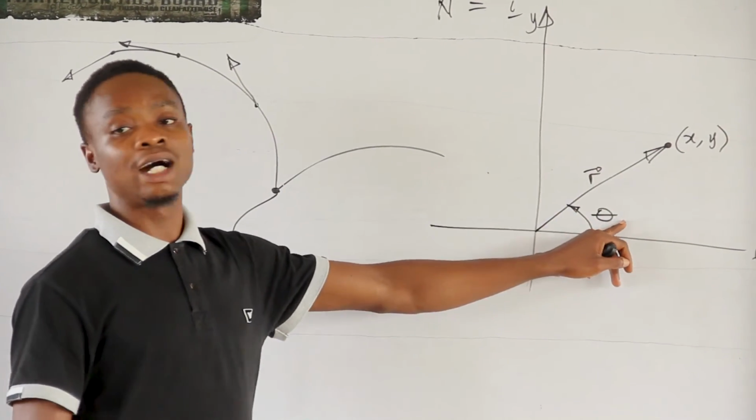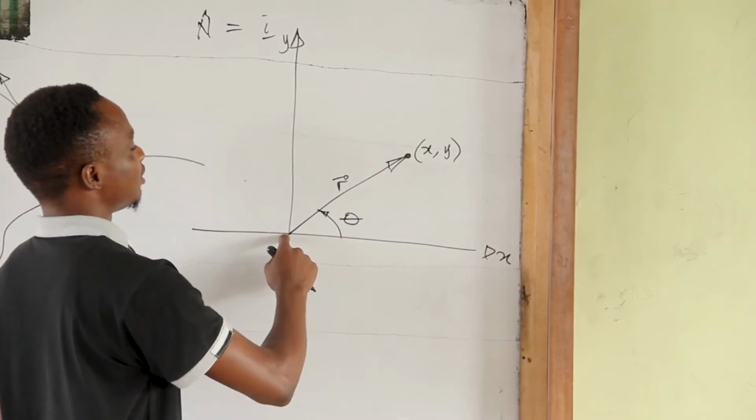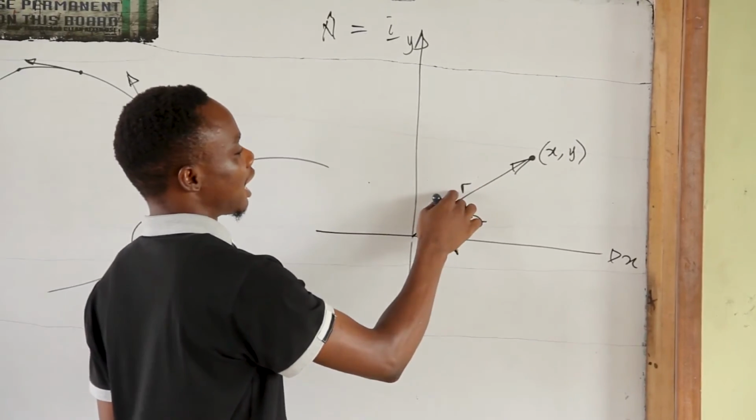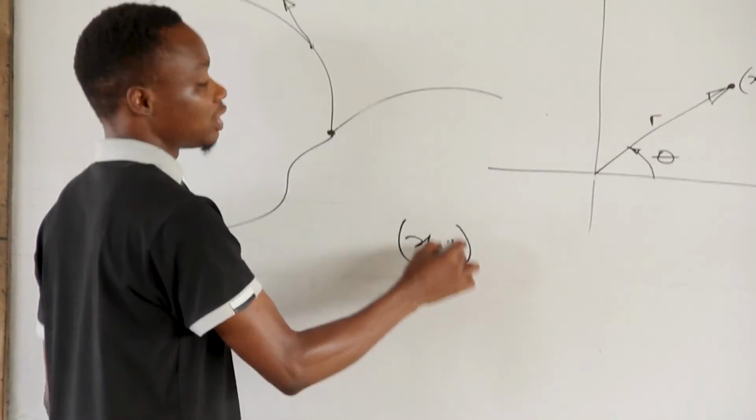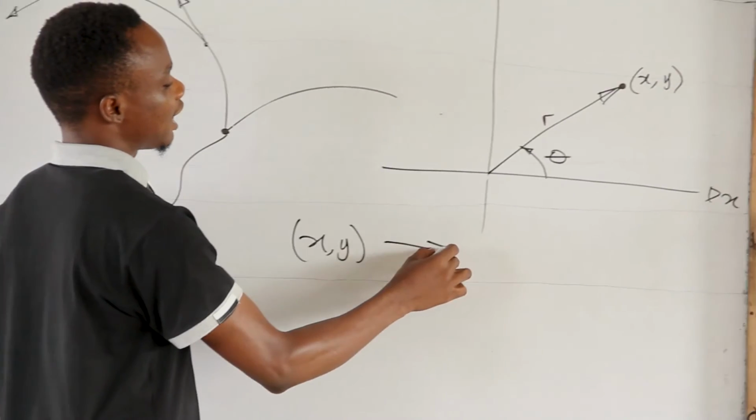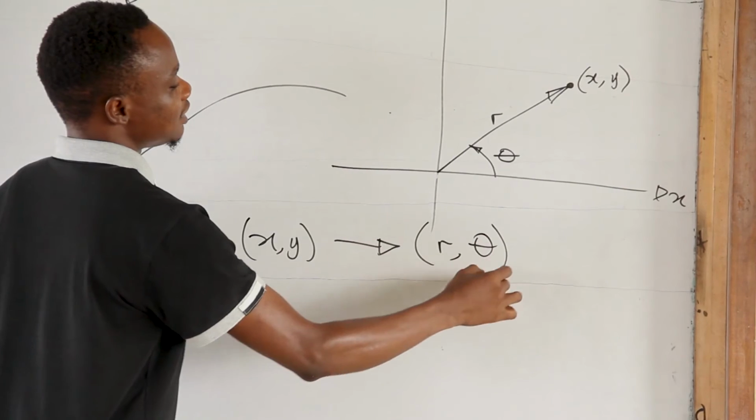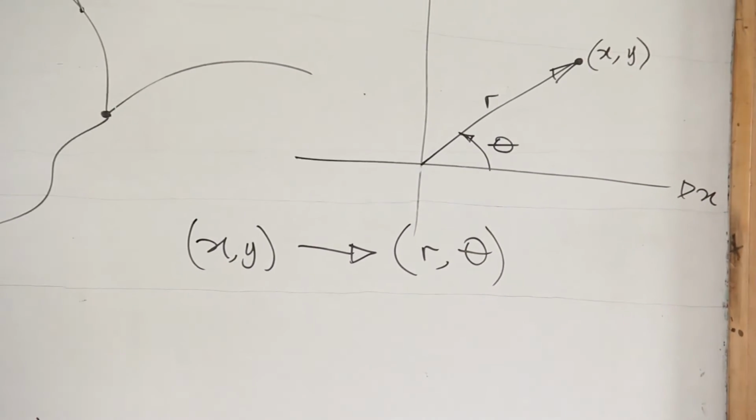I'll write it down as angle theta, and I'll find out the radial distance of that point from the origin. That is what we call r. That means that for every point (x, y) on the Cartesian coordinate system, I can get the equivalent coordinates (r, theta) in the polar coordinate system. Does it make sense to you? Do you understand this idea?